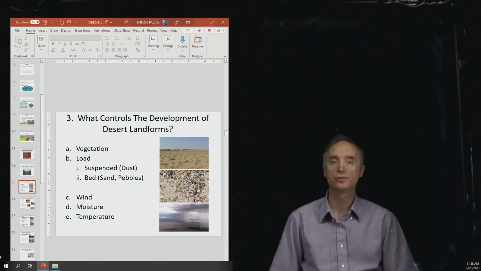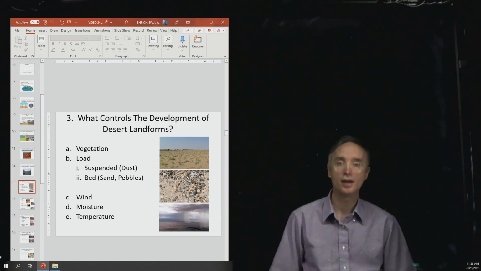Okay, now we want to talk about what controls the development of desert landforms. I'm going to be drawing some parallels between this and what rivers do. So first you have vegetation. Vegetation is going to have roots. It's going to help to hold the soil in place so that it's less likely to be blown away.